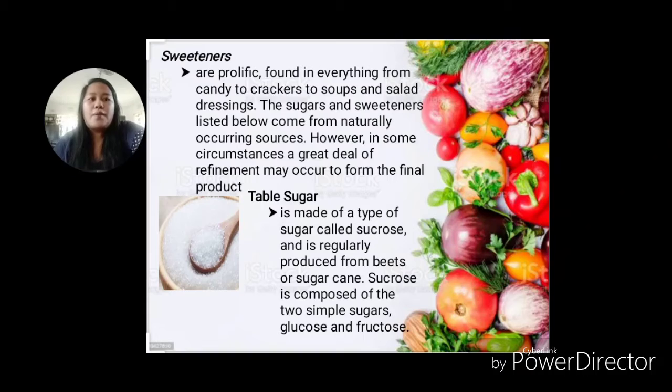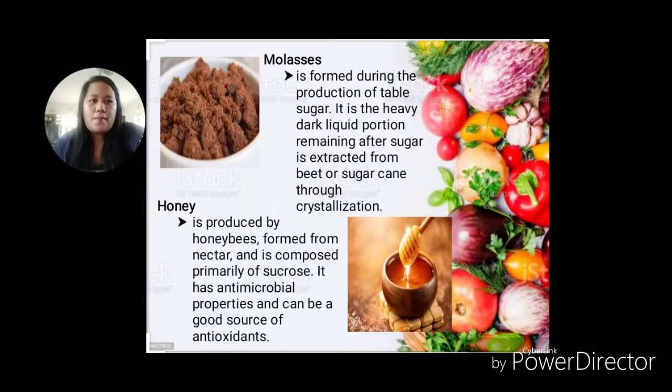Sweeteners. Sweeteners are prolific, found in everything from candy to crackers, soups, and salad dressings. The sugars and sweeteners listed below come from naturally occurring sources. However, in some circumstances, a great deal of refinement may occur to form the final product, table sugar. Table sugar is made of a type of sugar called sucrose and is regularly produced from beets or sugarcane. Sucrose is composed of the two simple sugars, glucose and fructose.